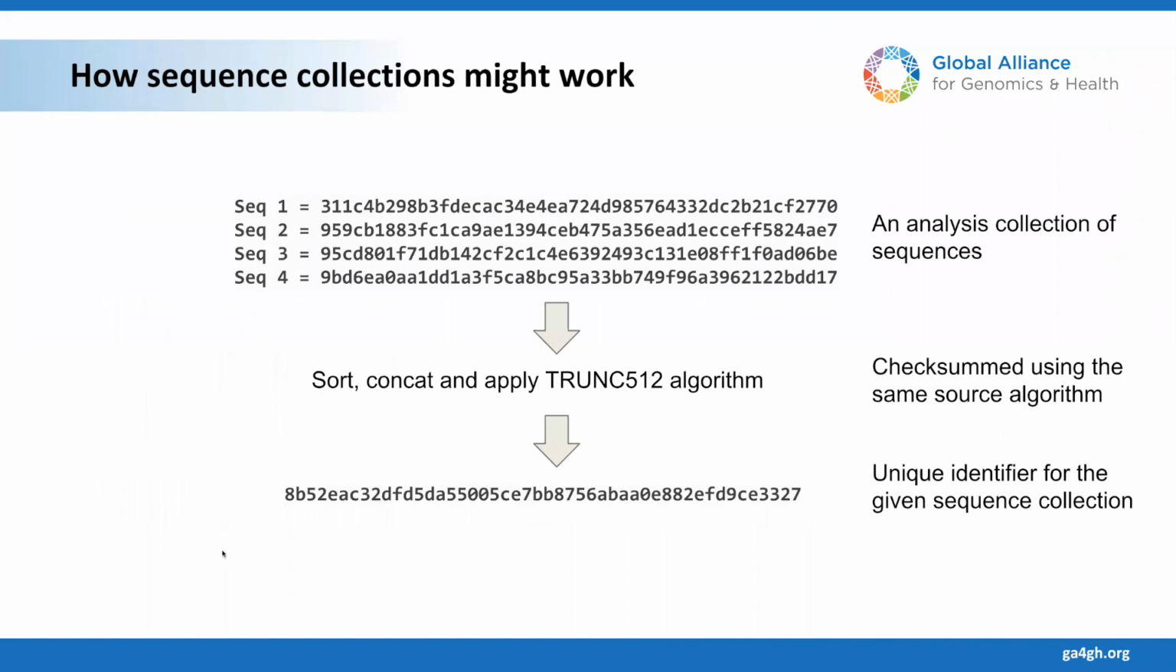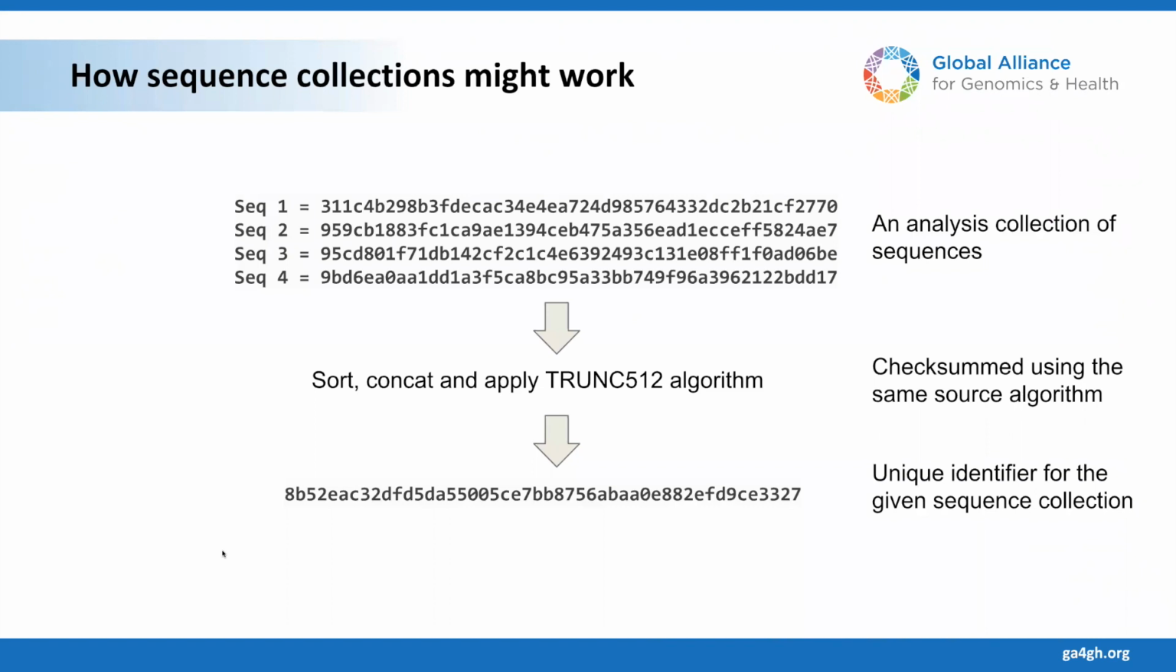One could consider that we have, say, 4 examples of sequences here. It would be possible to sort these different checksums, concatenate them together into a single string, and then pass them back through the same underlying algorithm that was used to create those checksums. So this was the trunk 512 algorithm. These sequences are already sorted lexicographically. They've already had the trunk 512 algorithm applied, and out pops this new identifier, which uniquely identifies this collection of 4 sequences.